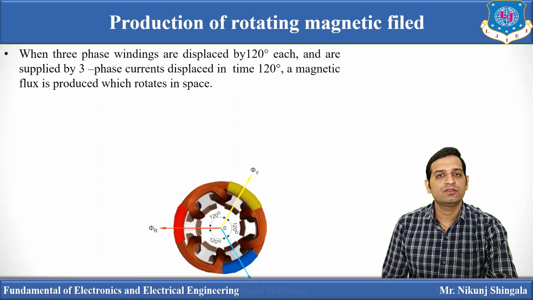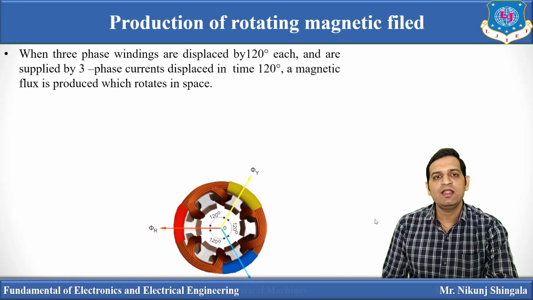Now, as we know, there are three windings which are placed on the stator slots, and these three windings may be star or delta connected. These three windings are displaced by 120-degree electrical angle from each other. Here you can see the stator winding, slots in which the stator windings are placed, and three windings displaced by 120-degree electrical angle. These three windings are supplied by a three-phase supply, so three-phase currents will be produced in these windings, displaced by 120-degree, and magnetic flux is produced which rotates in space, that I am going to prove.